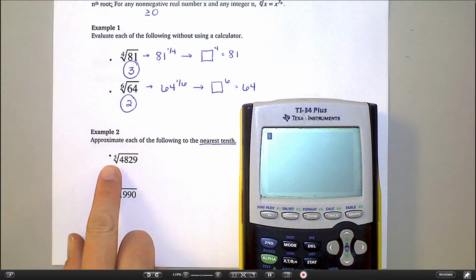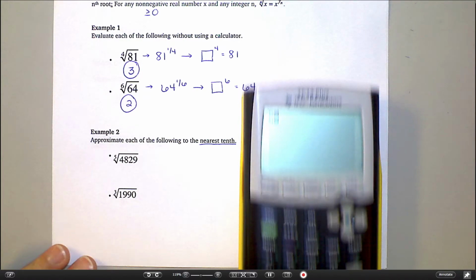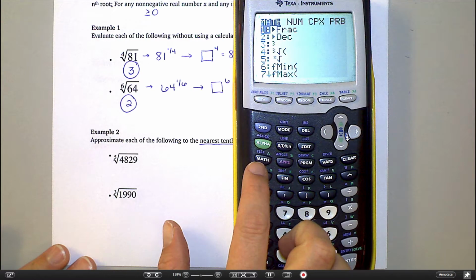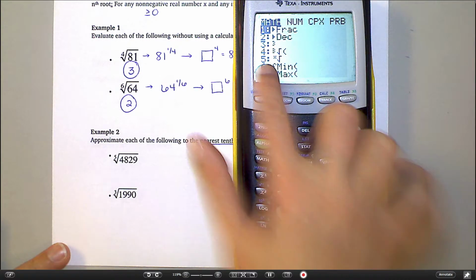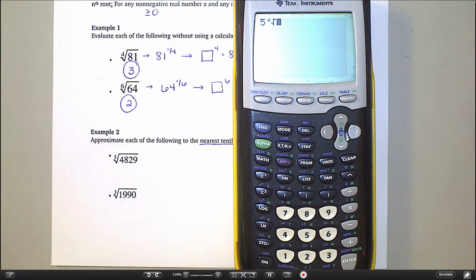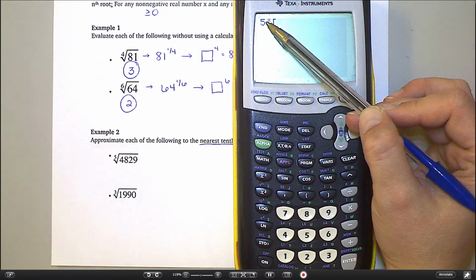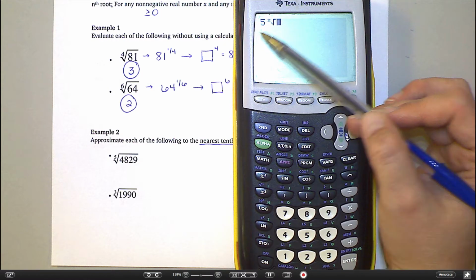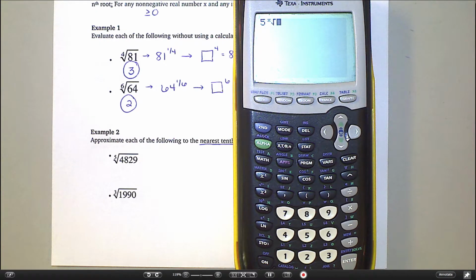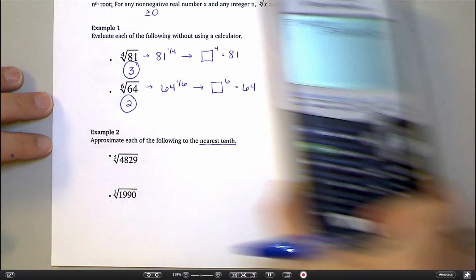If you want to do the 5th root of a number, you're going to start by hitting the 5. And then if you go to the math menu, down here at option number 5, you see that radical symbol with an x up above it. By choosing that, you're really telling your calculator, put that 5 in place of the x. Some of the newer calculators will actually put the 5 in that place. But regardless, now we're just going to type in the 4829, and I'm going to the nearest 10th, so that would be 5.5.